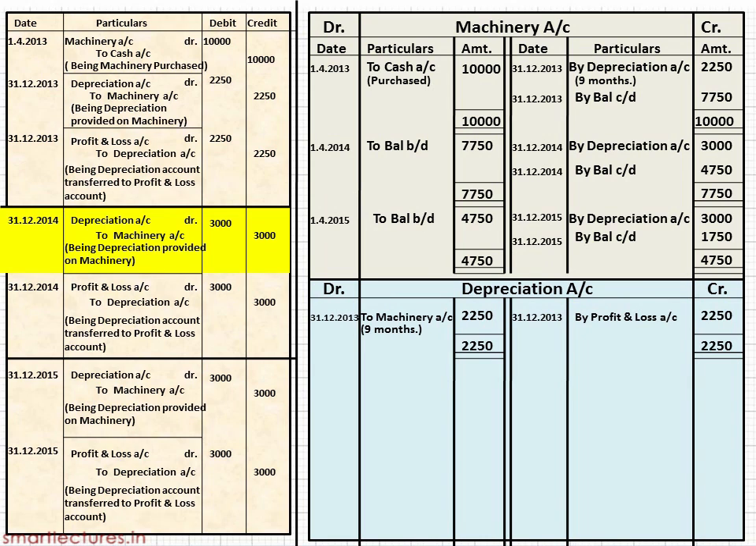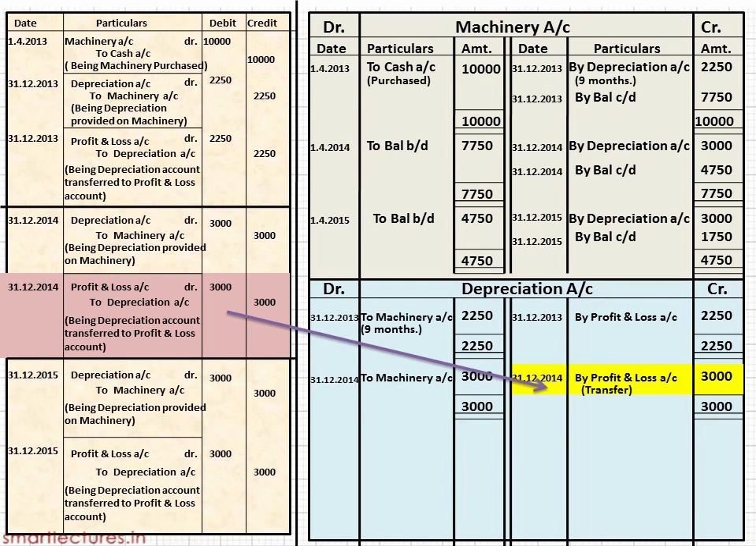Now, come on 31st December 2014. Have a look at the journal entries. Depreciation was debited by rupees 3000 in the journal entry. In the same way, depreciation account will be debited in ledger posting. Debited in ledger posting means you have to post the amount on the debit side of depreciation account. So to machinery, rupees 3000. Now come on the credit side. The date is 31st December 2014. By profit and loss account, rupees 3000. In inner column, you can write down transfer. Means the balance has been transferred to profit and loss account. Total on both sides, 3000.